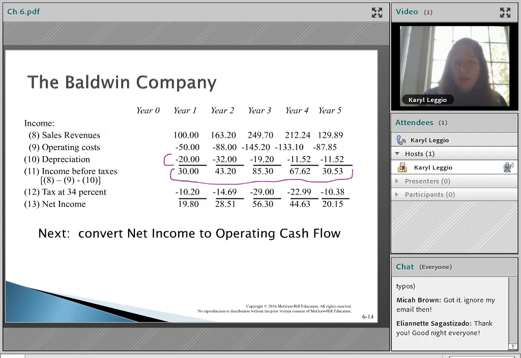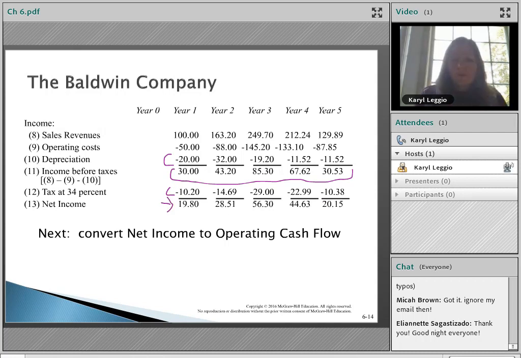So we've got our income before taxes. They just tell us our tax rate is 34%. Someone will have to tell you what your incremental tax rate is. So that allows us to get our taxes. It's 34% of $30,000 or $10,200. And that gets us our pro forma net income statement.